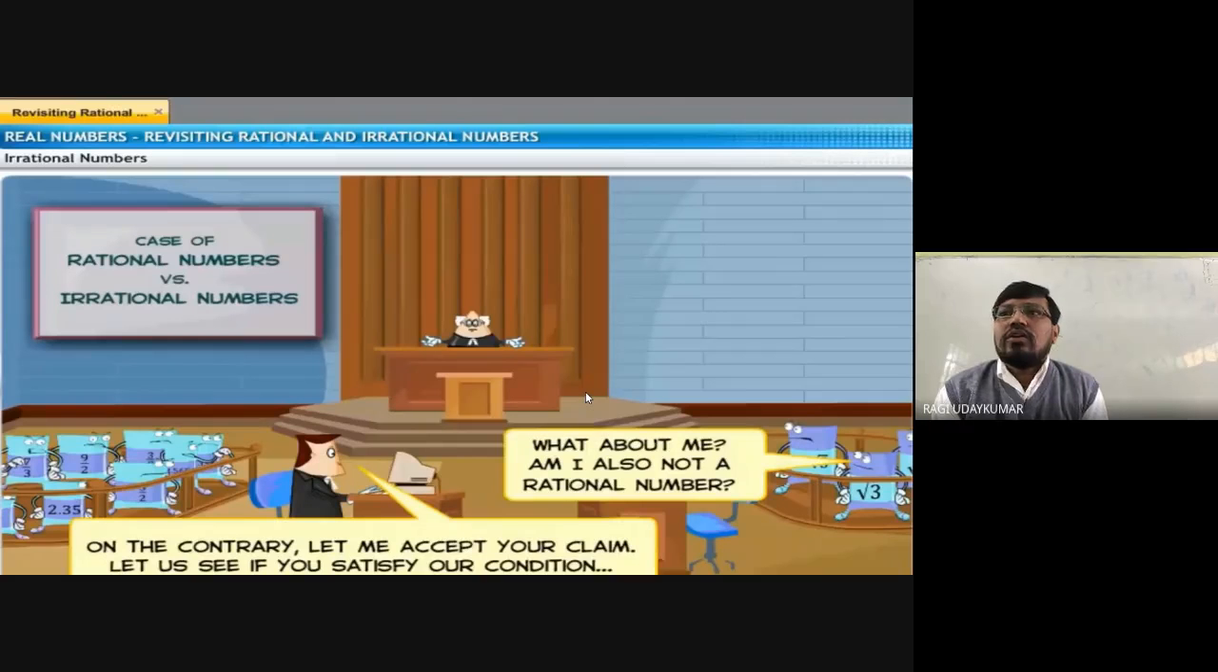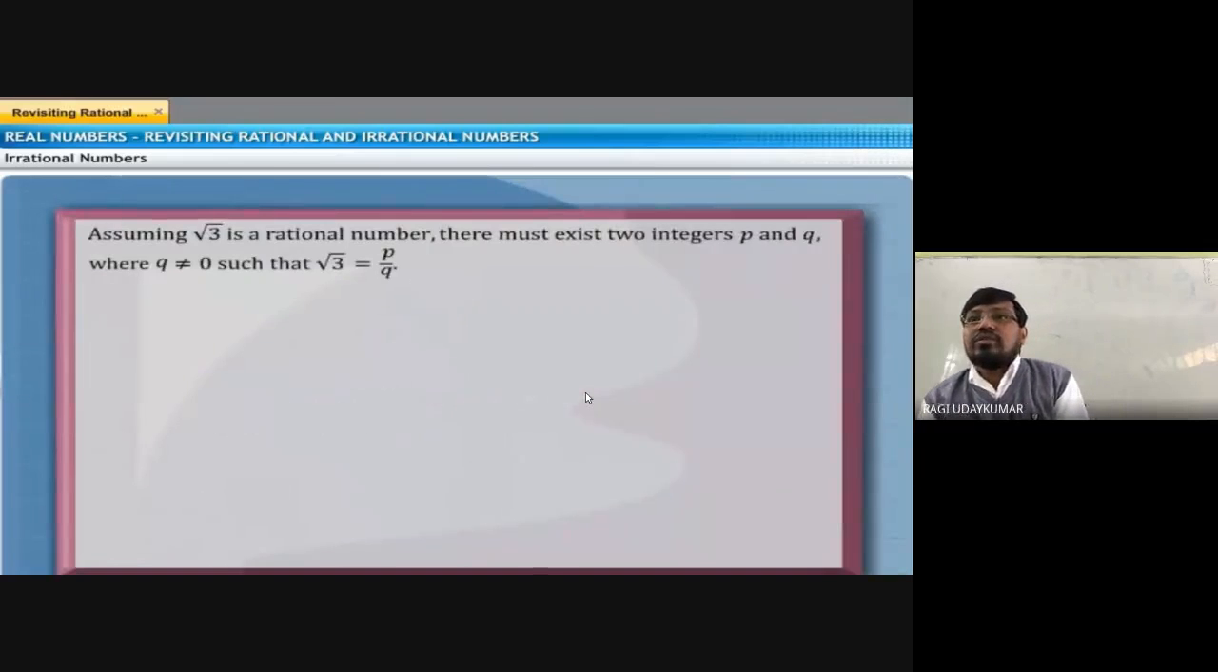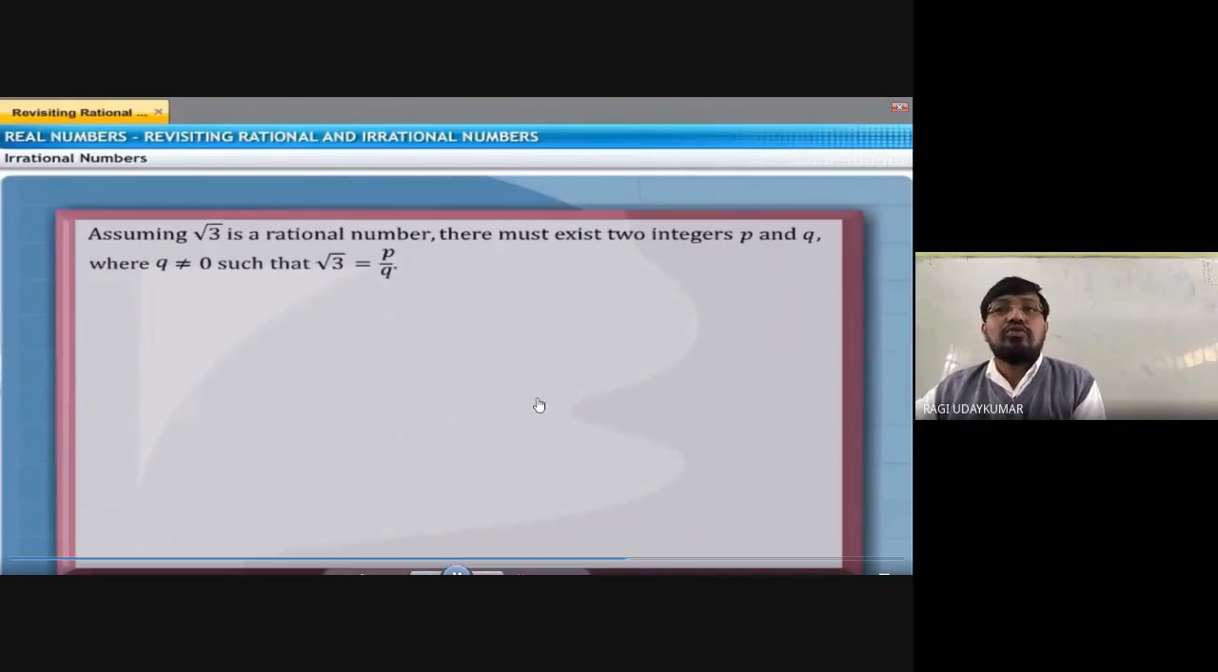And here root 3 is also asking, I am also the same way. We have to prove root 3 in the same way. Root 3 is also saying, I am a rational number.